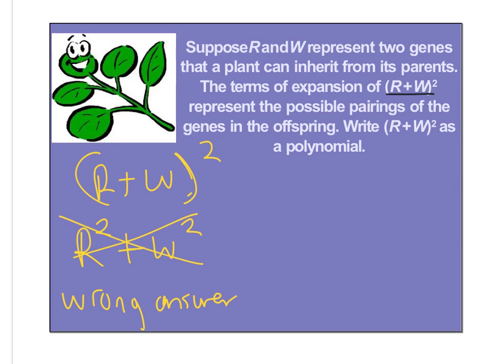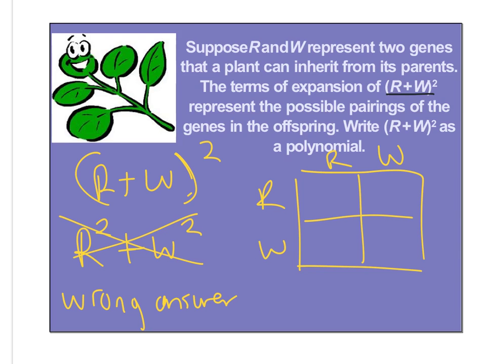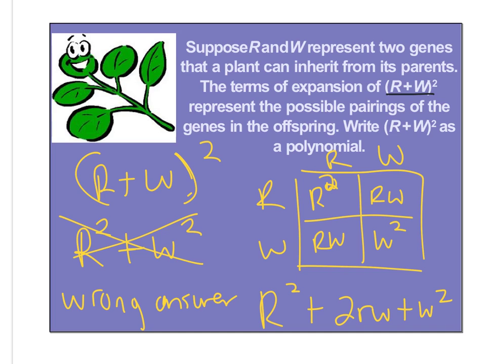This is where I tell you guys, draw your box because it will just make your life easy. R, W, it's plus, so you don't need to change any signs or anything. So this would be R squared. This would be RW, W squared. So it's going to be R squared plus 2RW plus W squared. That's going to be my answer.